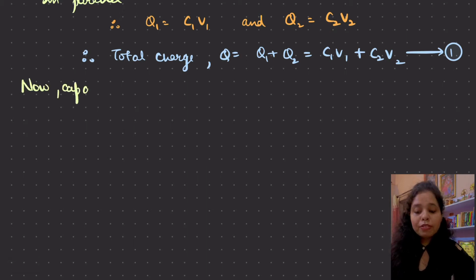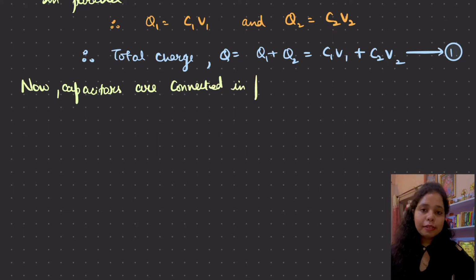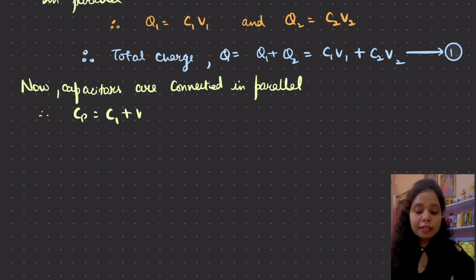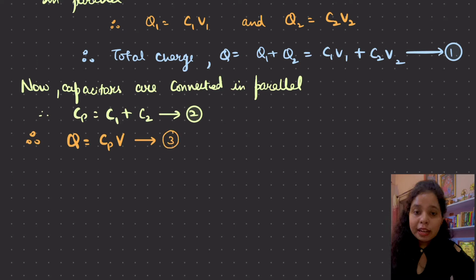So for a parallel combination, we already know the formula, that is Cp equals C1 plus C2, in parallel combination. So this is equation number 2. If this is the combination in terms of common potential, we can say the total charge stored Q is equal to CpV. This is our equation number 3, and we will use equation number 3 in equation number 1.